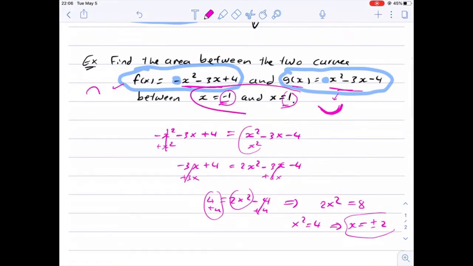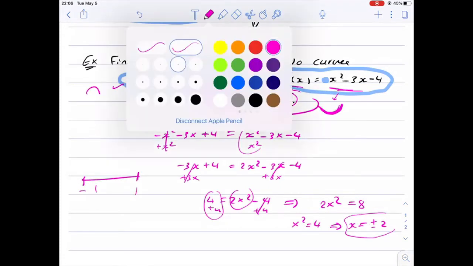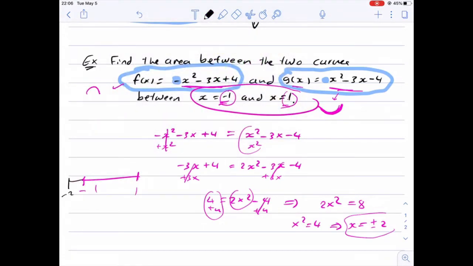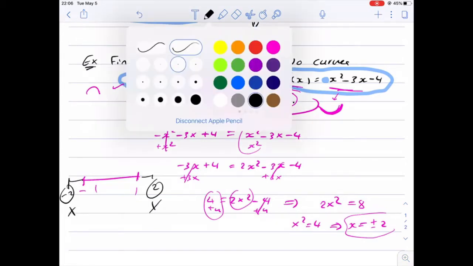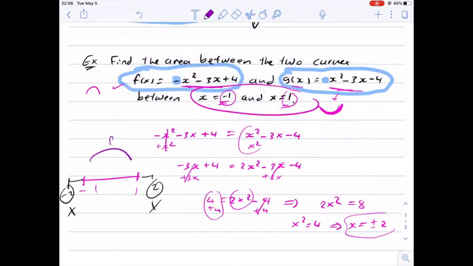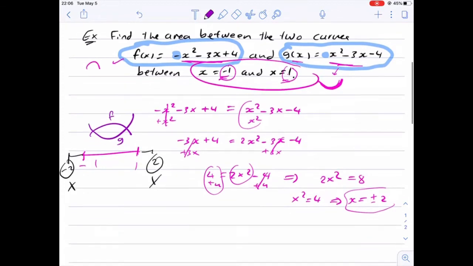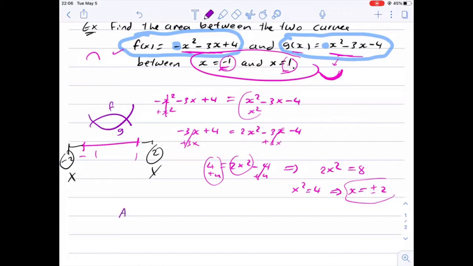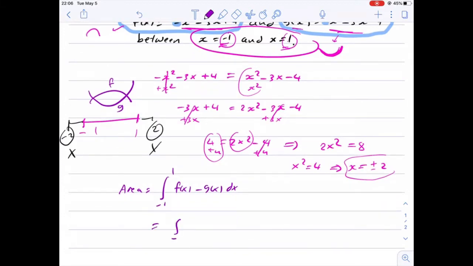But as you can see, the interval that we have here is negative 1 to 1. But 2 and negative 2 are points here. Negative 2 and 2, those are out of this interval. So we don't need to worry about this. What does that mean? That means the top function is f and the bottom function is g. So what is the area? The area is the integral from negative 1 to 1 of f of x minus g of x dx.